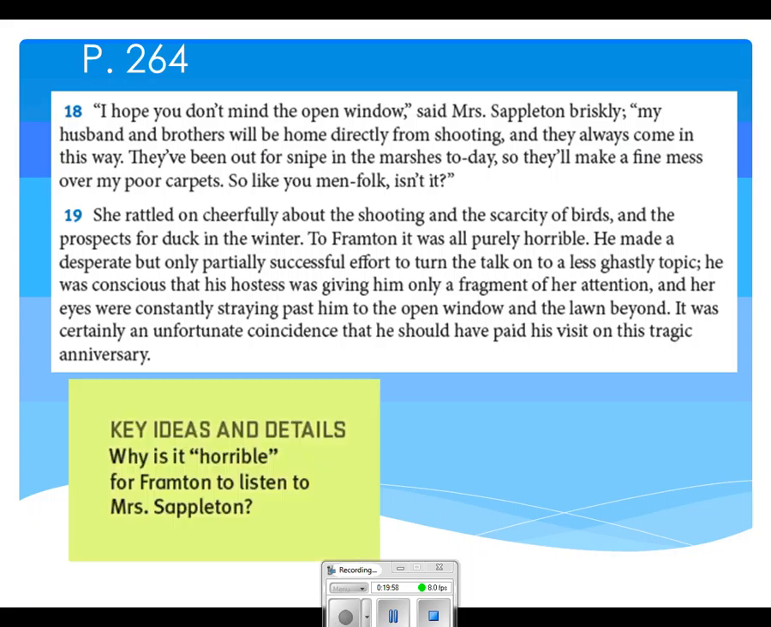Okay, there's a key ID and detail on page 264, that very first one. Could you read that for us, Victoria? Lines and angles for Frampton to listen to missing samples. What's kind of like going on here? Taylor?